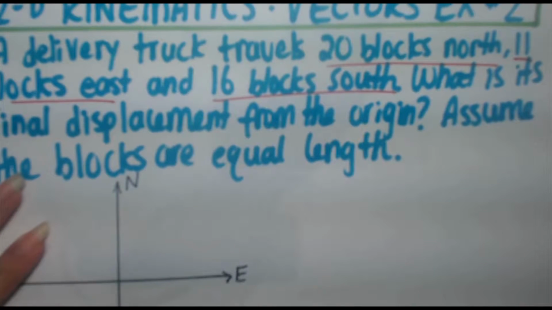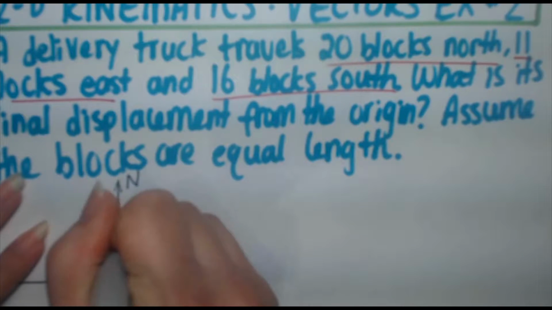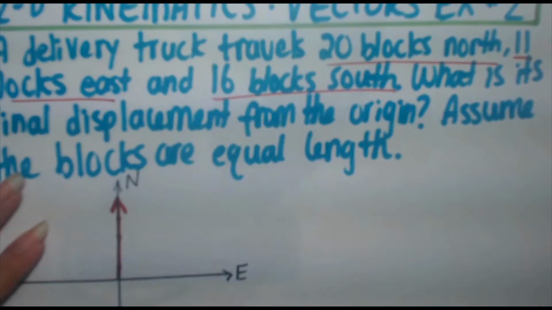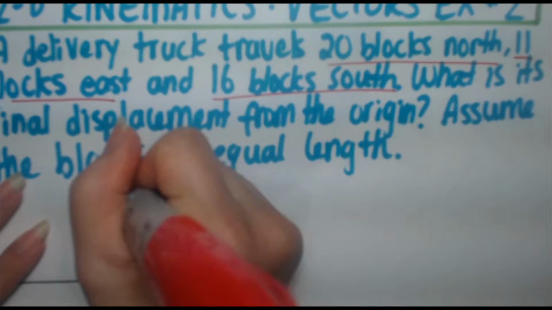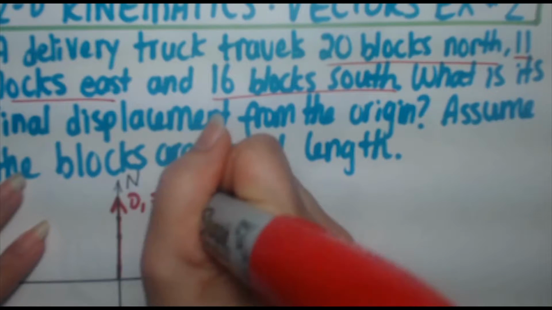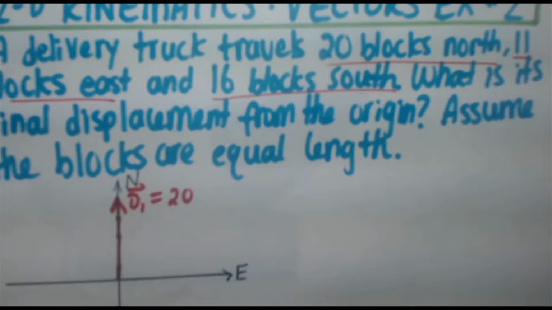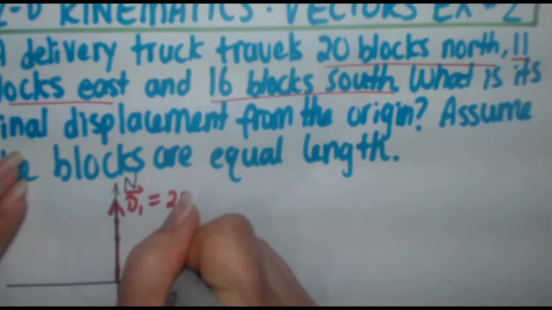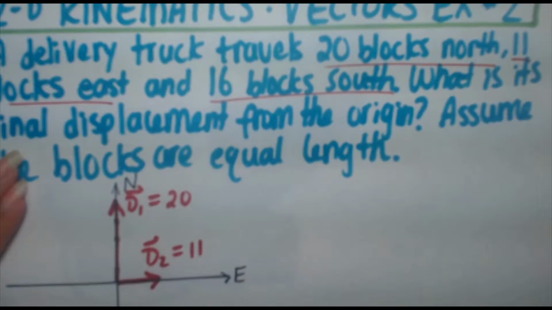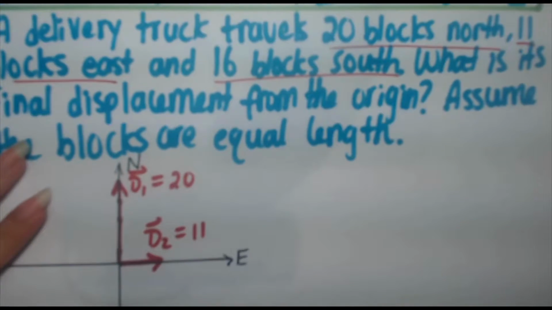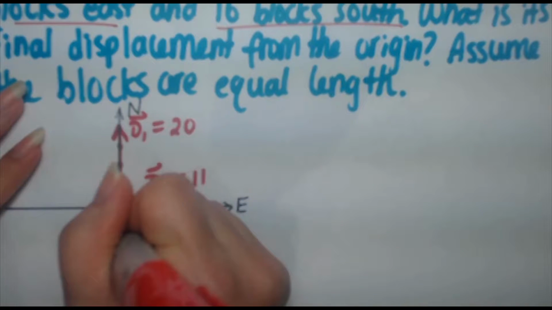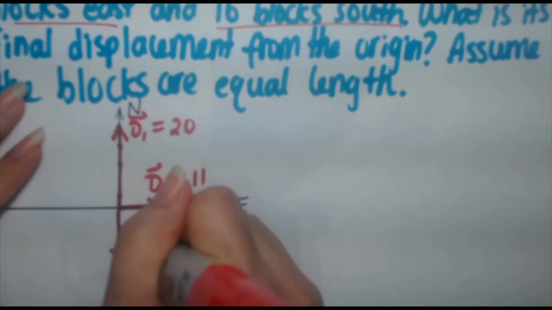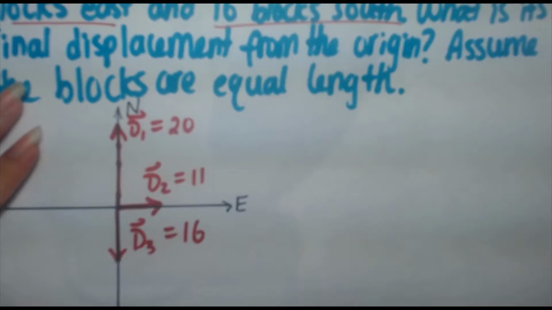20 is the largest, so let's draw that first. So there's our 20 blocks north. I'm going to call that D1 for displacement 1. Because we're dealing with blocks, I'm not going to write a unit, only because they're all consistent here. 11 blocks east is the next one, so I'm going to call that D2. And D3 is 16 blocks south. Okay, so there we go.